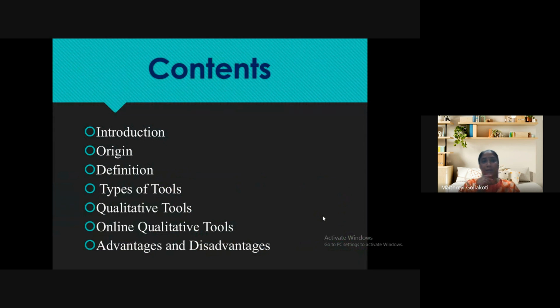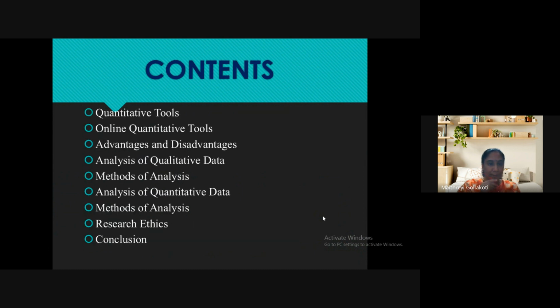Yeah, these are the contents of my presentation: introduction, origin, definition, types of tools, qualitative tools, online qualitative tools, advantages and disadvantages of these tools. Next is quantitative tools, online quantitative tools, advantages and disadvantages of this, analysis of qualitative data and methods of analysis, analysis of quantitative data, methods of analysis, research ethics, and finally, conclusion.